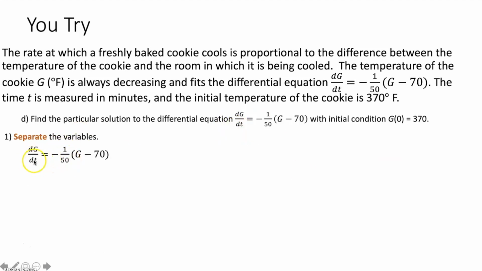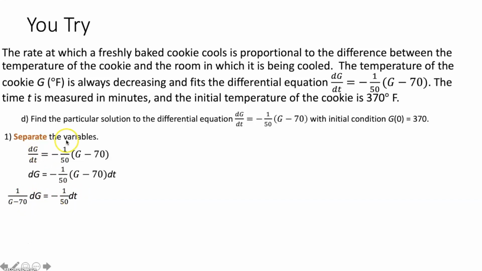side. So this dt needs to move over here. We multiply both sides of the equation by dt. Next, we need to make sure that this g gets to the other side of the equation. So to get this quantity to the other side of the equation, we're going to divide both sides by g minus 70, or multiply both sides by 1 over g minus 70. Either way, you end up getting 1 over g minus 70 dg is equal to -1/50 dt. Now we have all the g's on one side, all the t's on the other side.